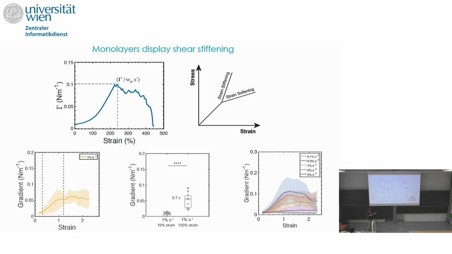And the other thing that's interesting, and that may relate to some work that Javi might show later, is that this stiffening is actually strain rate dependent. So at the lowest strain rate, 0.1% per second, you can't see any stiffening happening. And as you increase the strain rate, this stiffening progressively increases. And that's a behavior that I'm told is called shear stiffening.